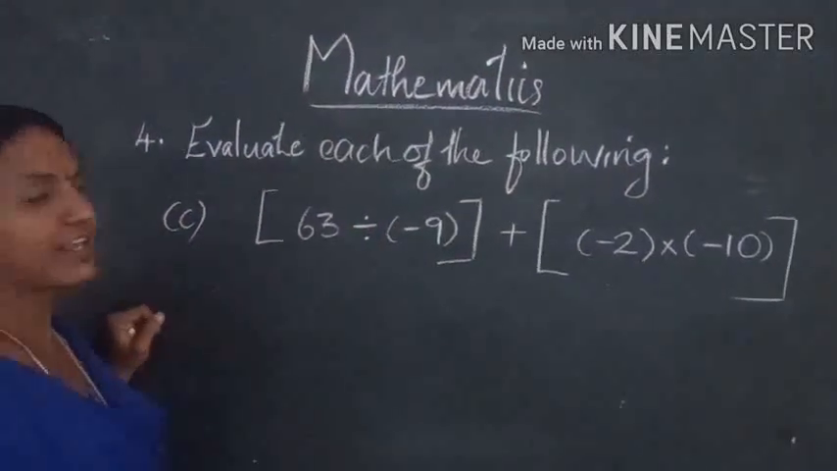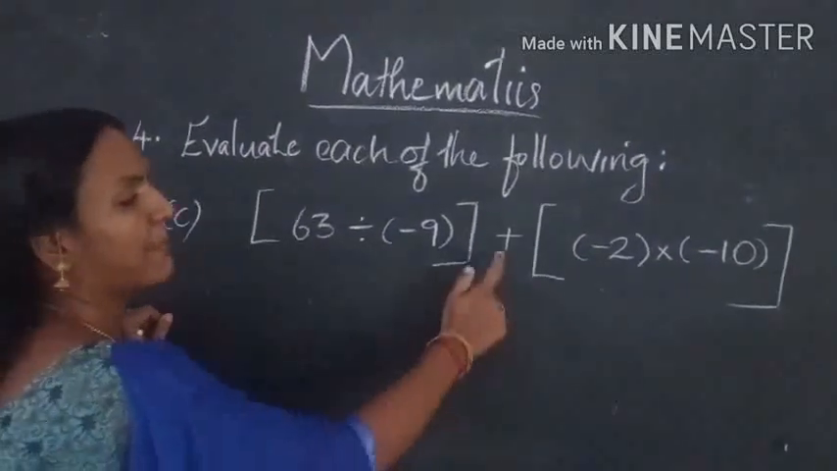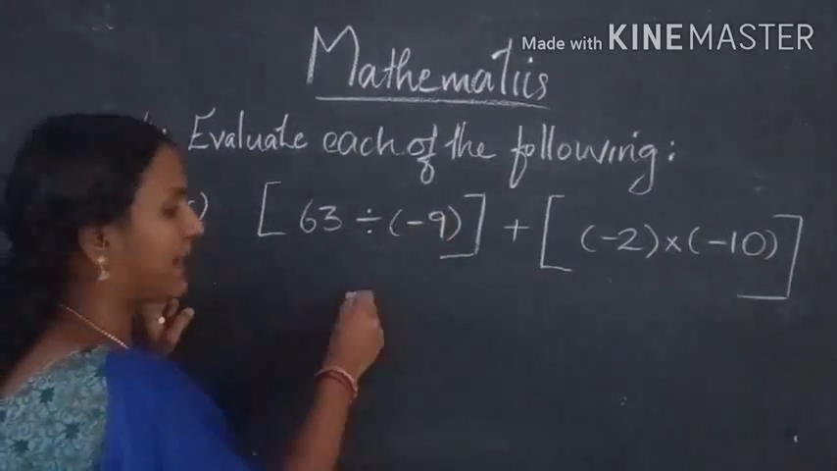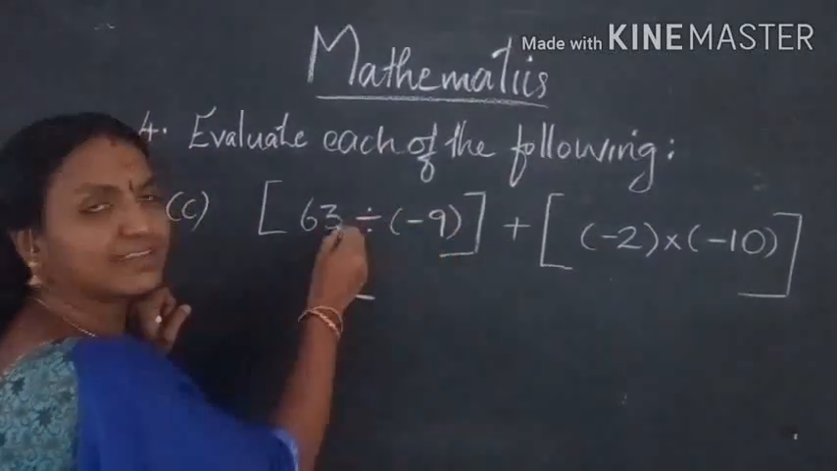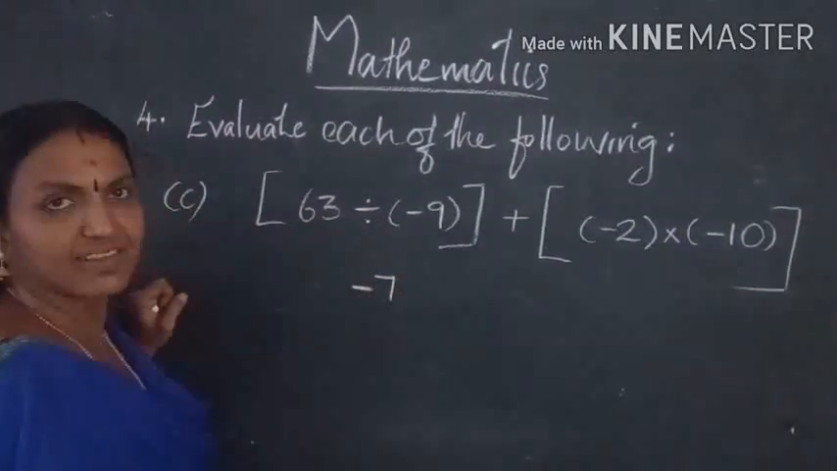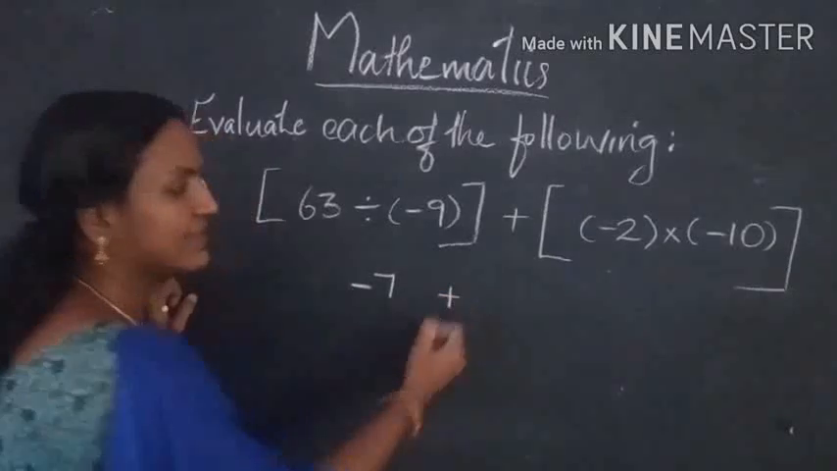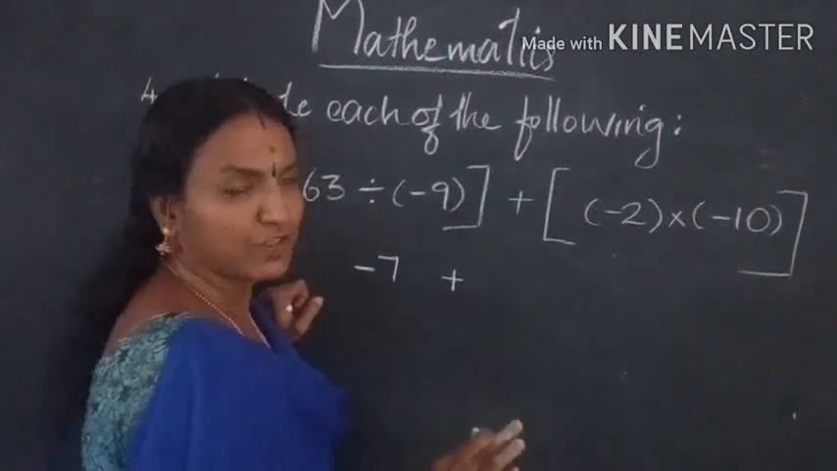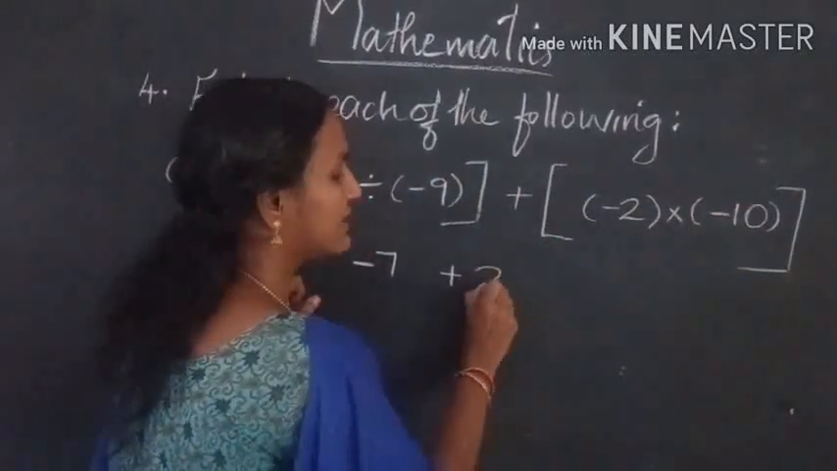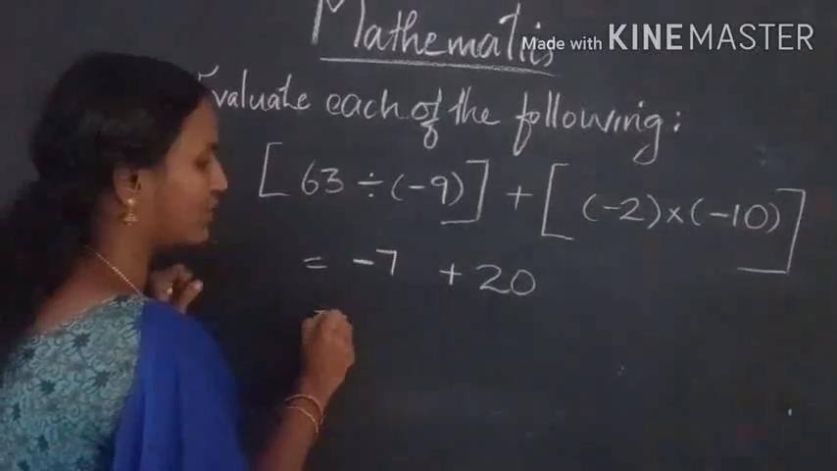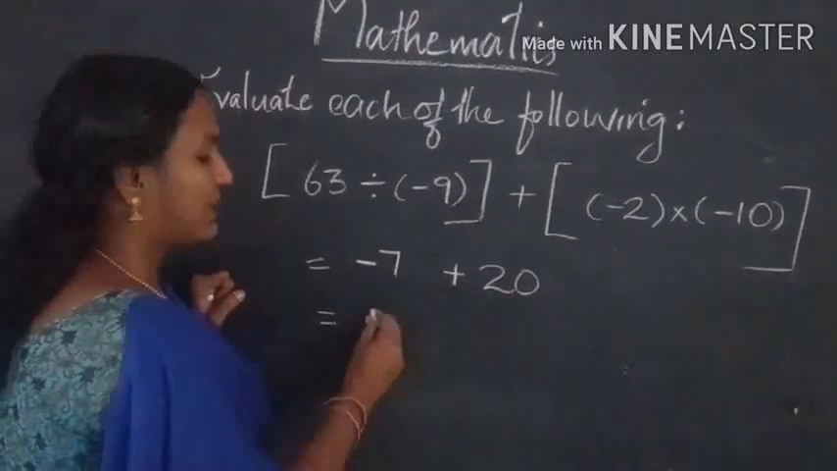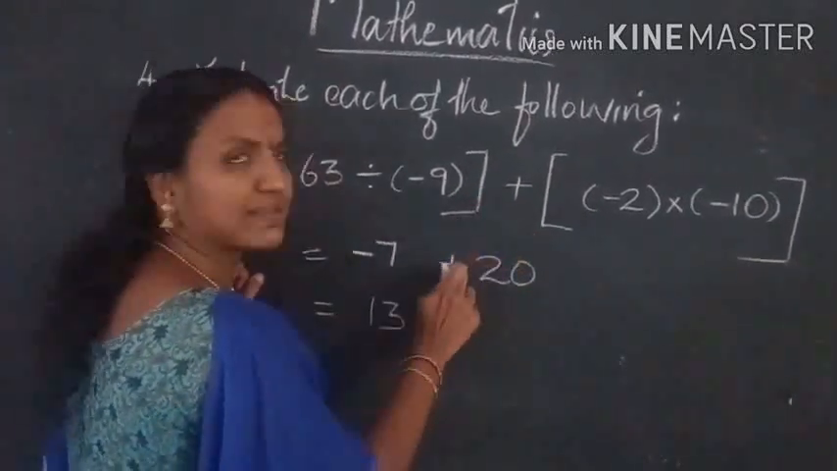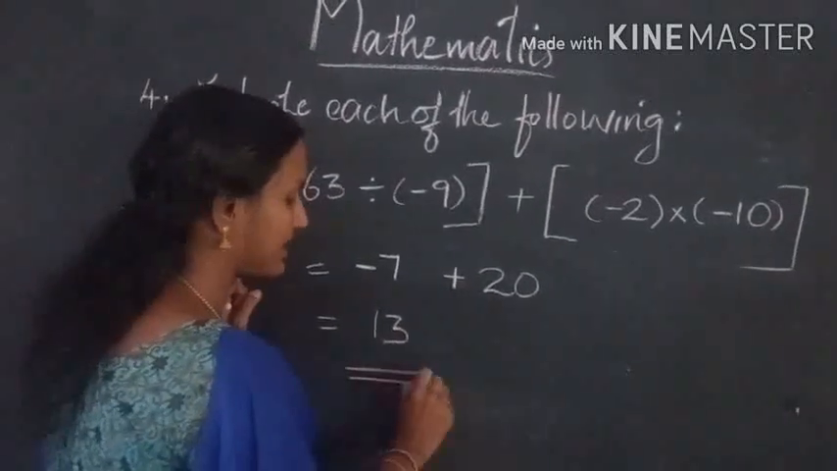Evaluate each of the following. 63 divided by minus 9 plus minus 2 into minus 10. 63 divided by minus 9: how many 9s are in 63? 7 9s are 63. Minus 7 plus minus 2 into minus 10. Multiplication of two negative numbers is always positive. So plus 2 10s are 20. Minus 7 plus 20. Subtracting the smaller number from the bigger number and put the bigger number's symbol. So the answer is plus 13.